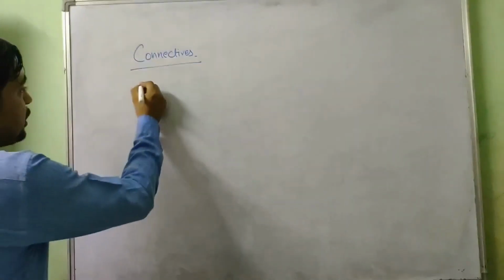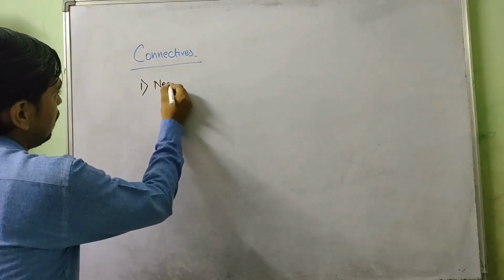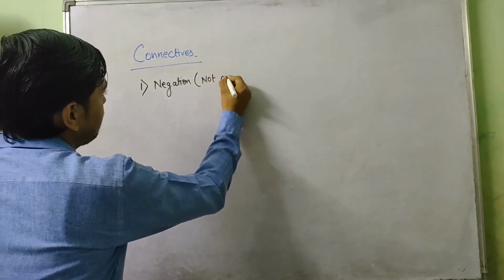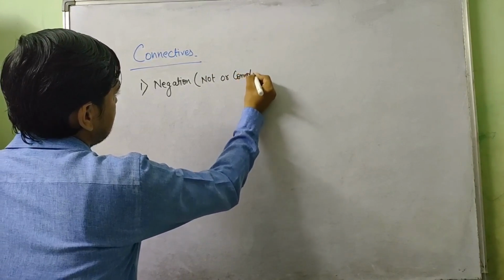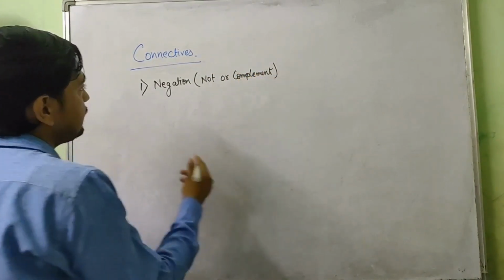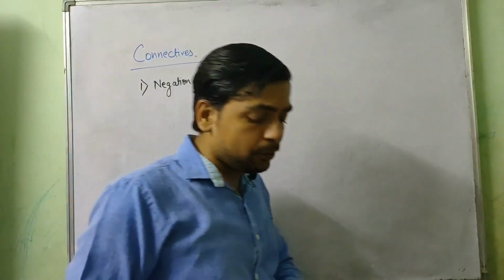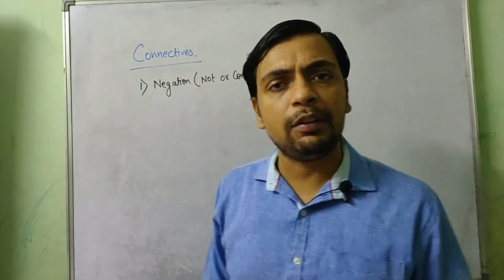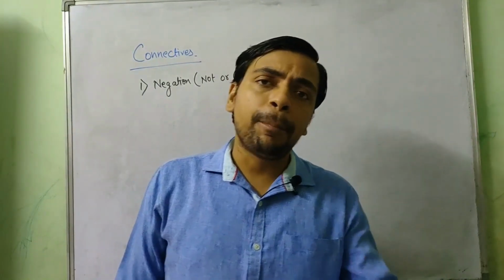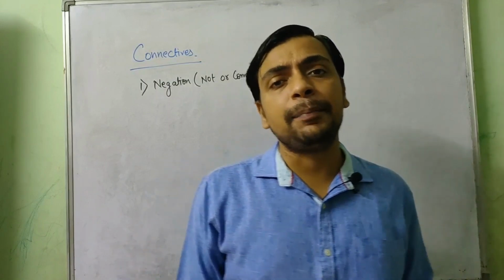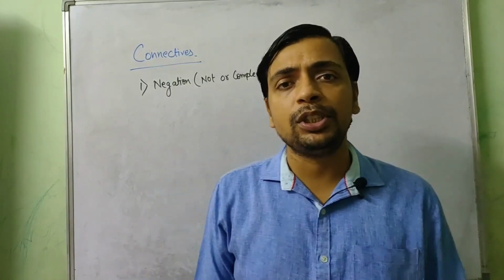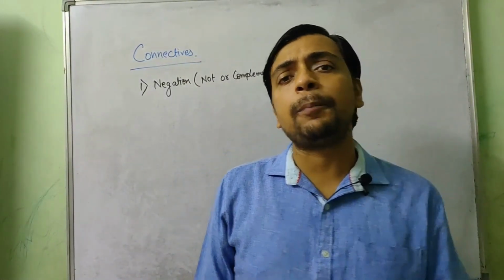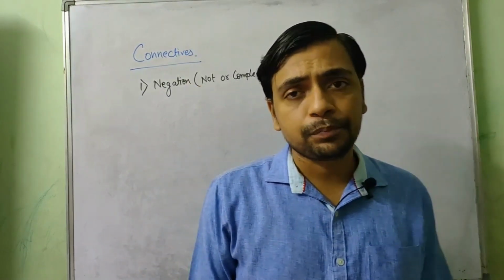Negation is a connective or an operator, also known as not, or we also say complement. The interesting thing about the negation connective is that it works on a single proposition. It cannot combine 2 propositions; only one proposition it will work with, and it will complement, it will negate that single proposition. For example, if the result of the proposition is true, this will negate it and it will become false, and if the result of the proposition is false, this will make it true.